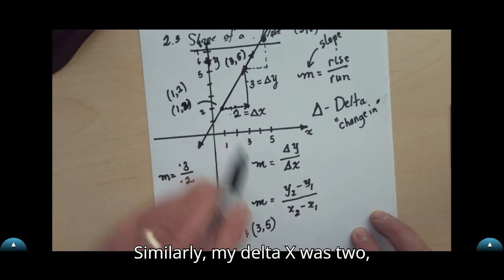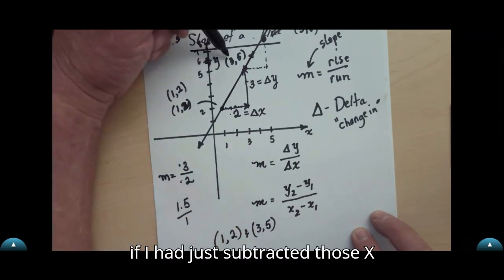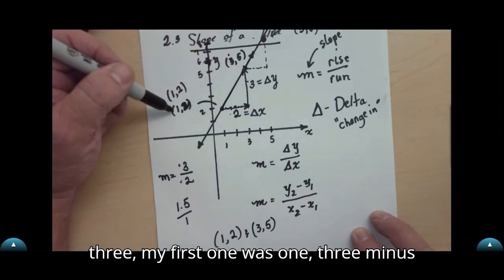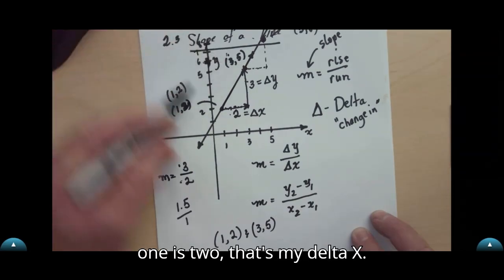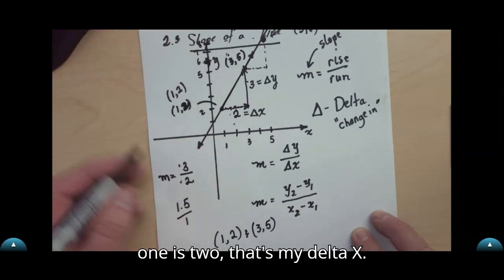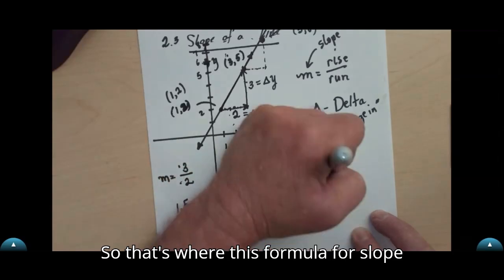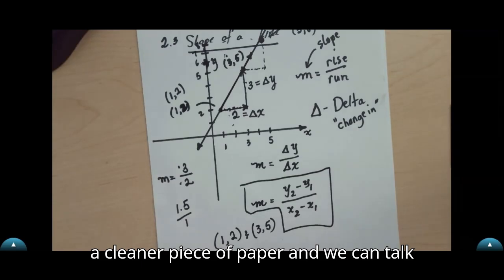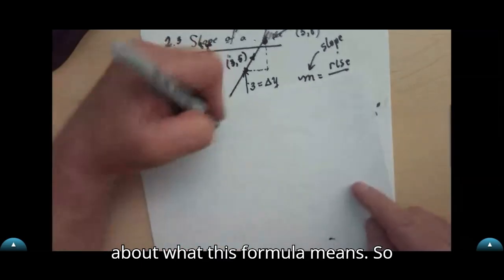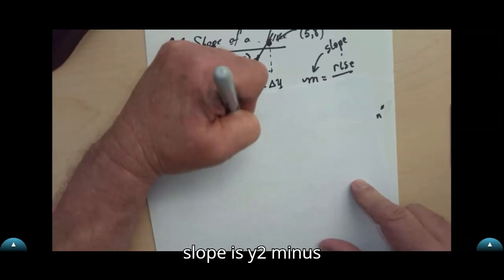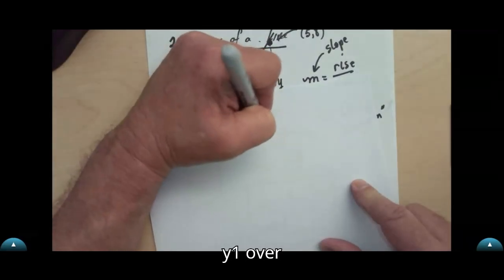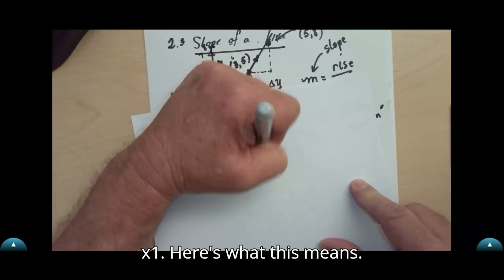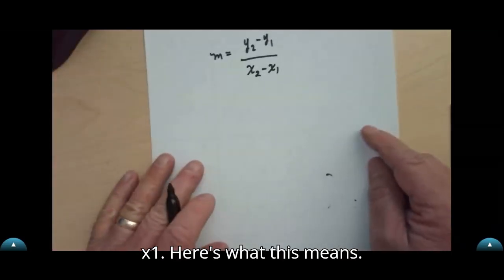Similarly, my delta x was 2. If I had just subtracted those x coordinates, my second x coordinate is 3, my first one was 1. 3 minus 1 is 2, that's my delta x. So that's where this formula for slope comes from. Let me get that on a cleaner piece of paper and we can talk about what this formula means. So slope is y2 minus y1 over x2 minus x1. Here's what this means.